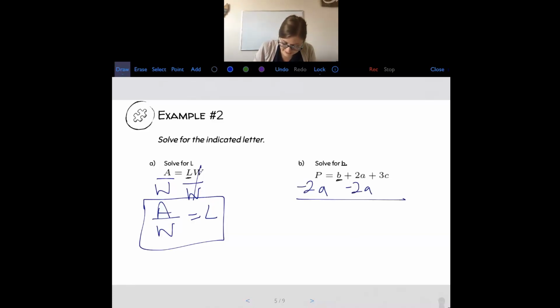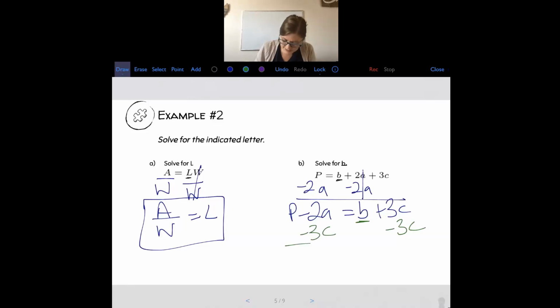And again, on the left-hand side, P minus 2A is just P minus 2A. This is equal to B. On the right, our positive 2A and our negative 2A cancel out, and we have plus 3C. Okay, again, we're solving for B, so we need to get rid of the 3C or move it to the other side.